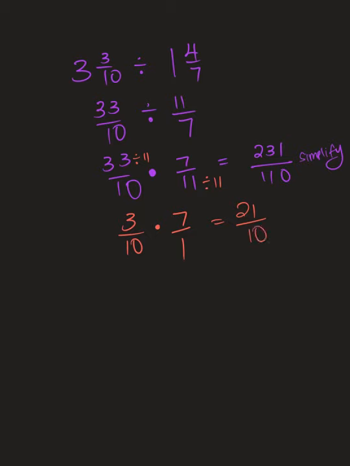And now I can change this back into a mixed number. So 10 goes into 21 2 times. I would have 1 left over, and 10 remains my denominator.